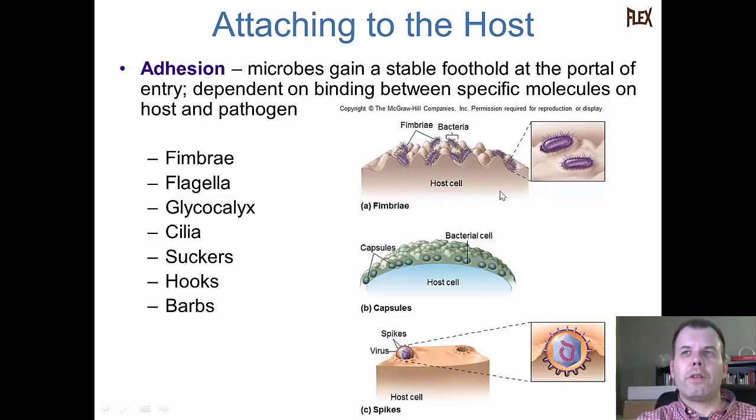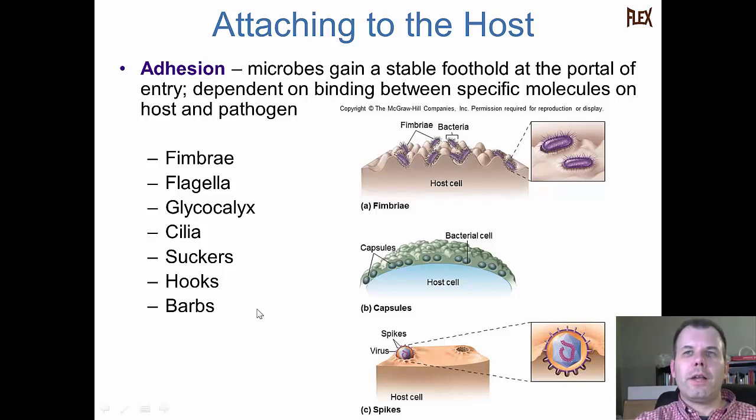So the fimbriae stick to the host cells. Again, the capsules or glycocalyxes, the sticky things that allow you to stick to things, will stick. Those things stick, and then they can adhere and cause infection. Other things like cilia, suckers, hooks, and barbs, these are going to be on more of the eukaryotic organisms, the bigger things. And again, these things allow them to stick to the intestines or other parts of the body and allow them to do their work.